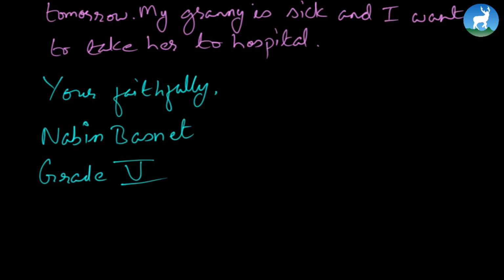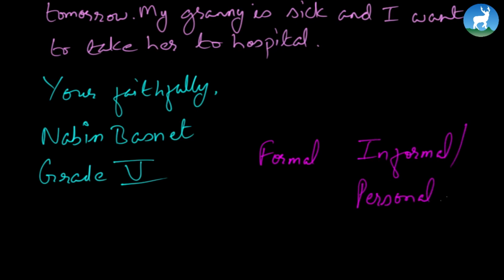Now remember, there are two types of letter: formal and informal. Informal letter is also called personal letter. You write this letter to your near and dear ones. Who are near and dear ones? Like your relatives, your mother, your father, your brother, sister, your friend, your neighbor perhaps. Whenever you write a letter to your near and dear ones, your relatives, that's what we call an informal or personal letter.